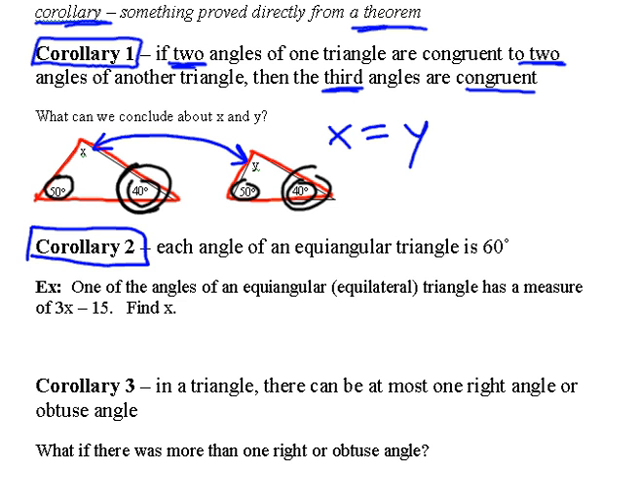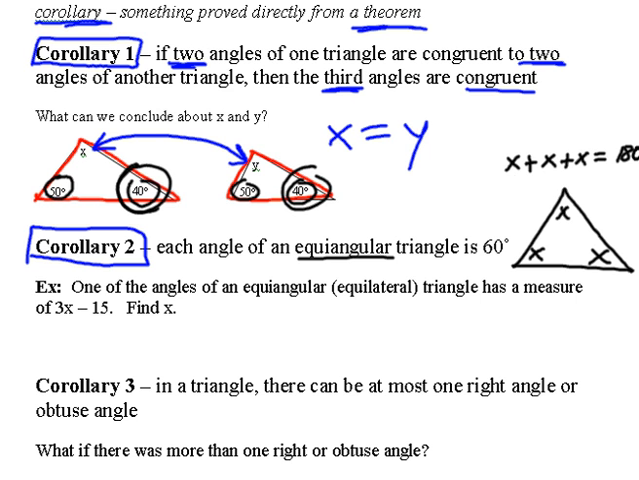Corollary 2, which is proved directly from theorem 3.11, saying that the three angles of a triangle make 180 degrees together, says that each angle of an equiangular triangle is 60 degrees. The reason we know that is because all the angles are equal, and if we have x plus x plus x equals 180, then 3x equals 180. So x is 60. And most people don't have too much trouble figuring that out.